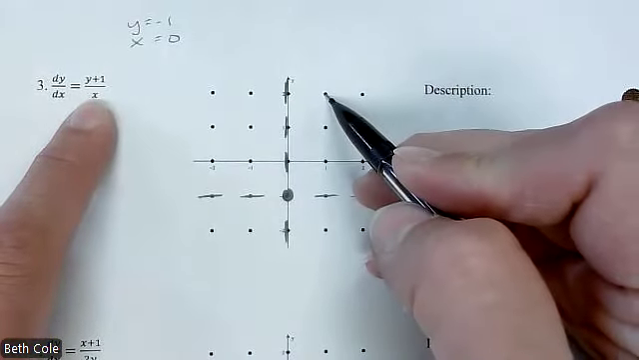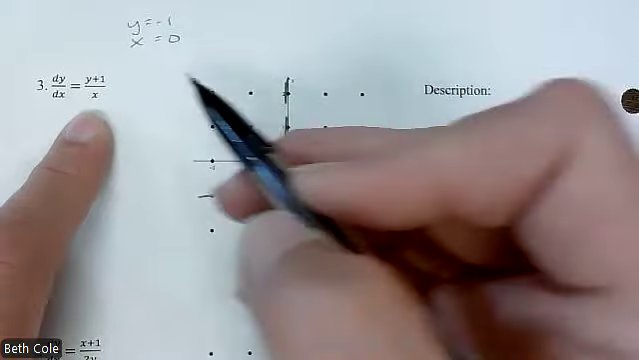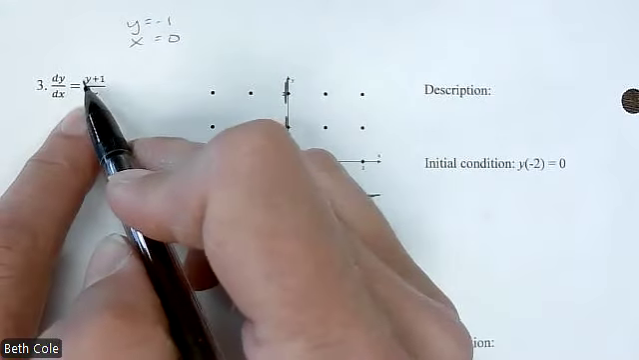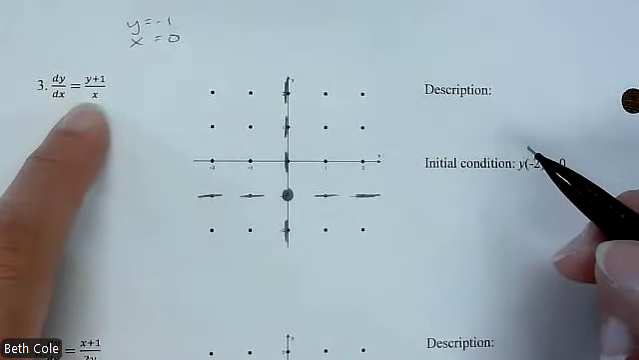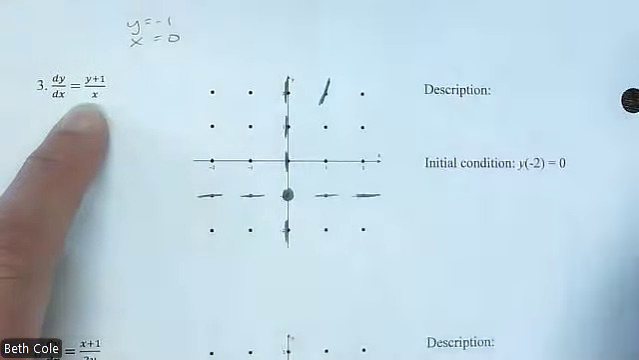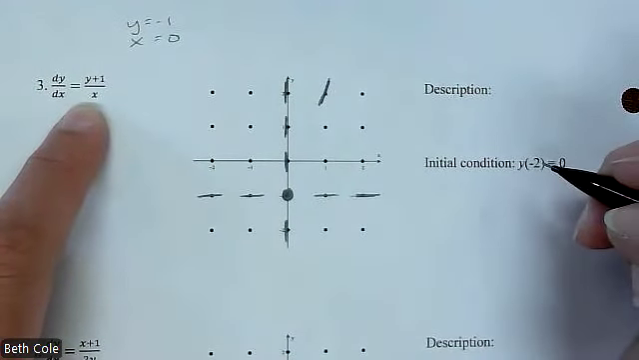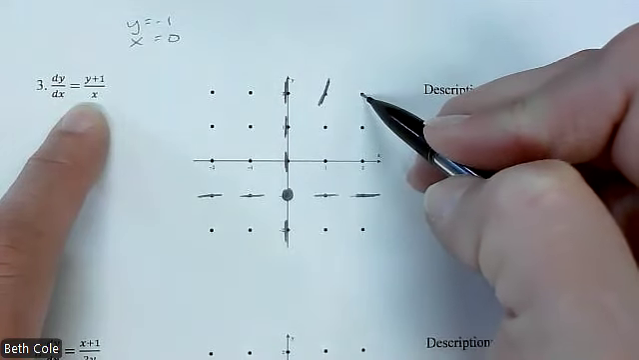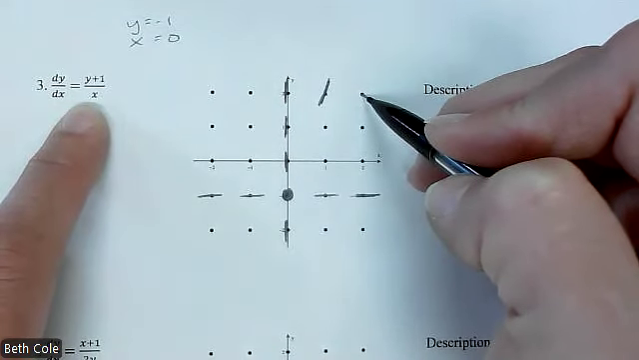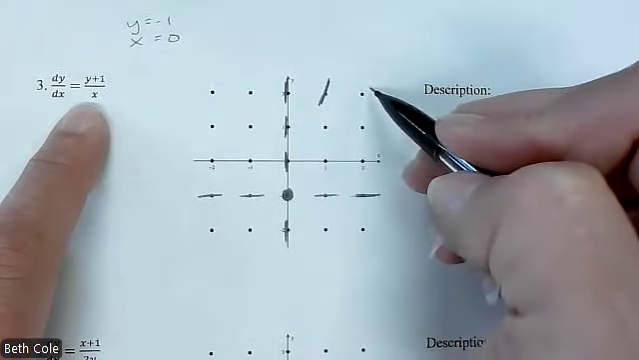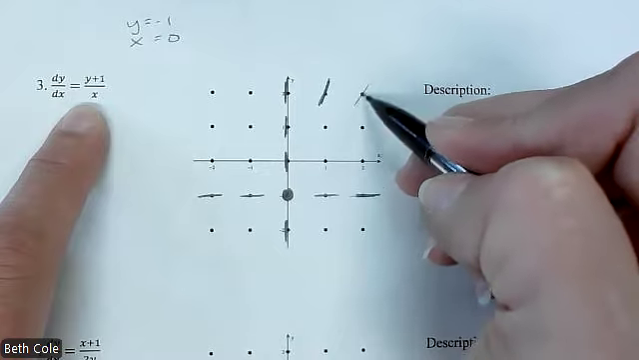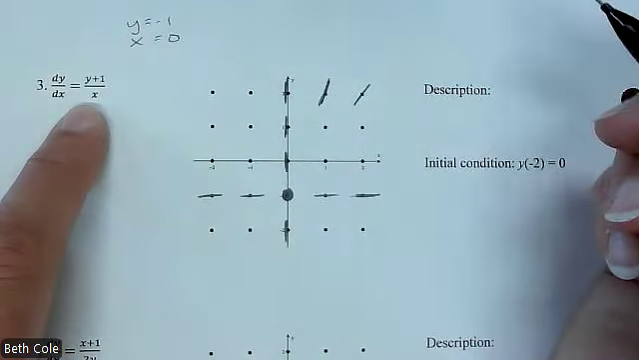So this point is 1, 2. So x is 1, y is 2. What would your slope be? 3. So maybe like that. We'll see how this goes. This point is 2, 2. So if x is 2 and y is 2, that'd be 3/2, which is 1.5. So if this is 3, I want this one to be 1.5. It needs to be less steep.